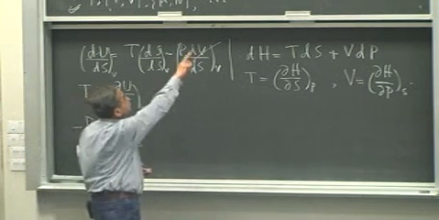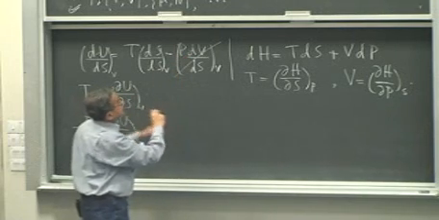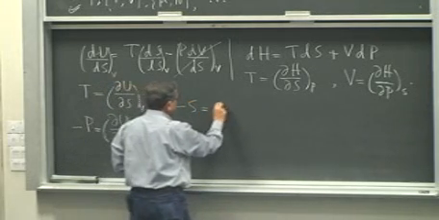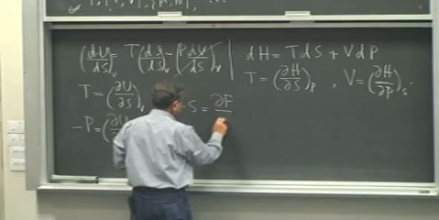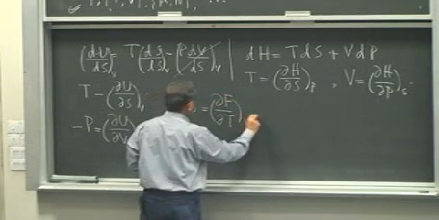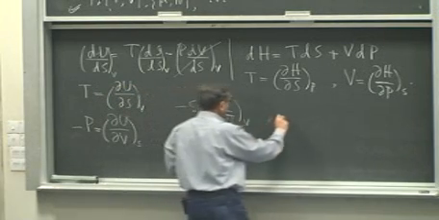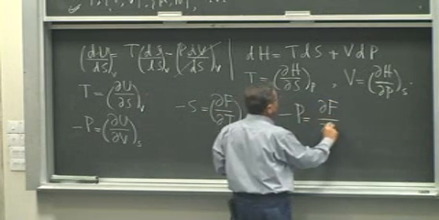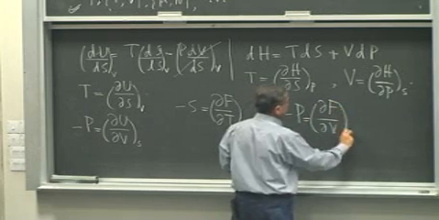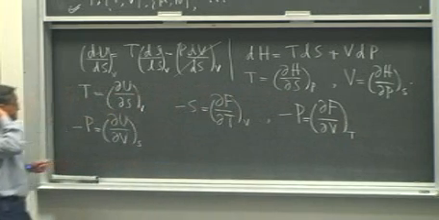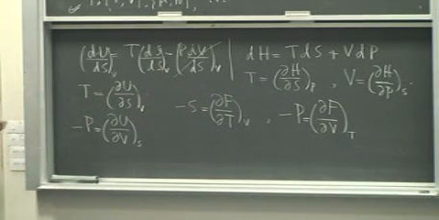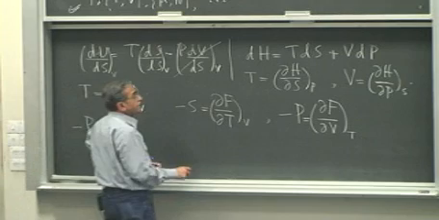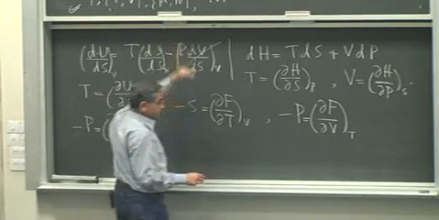Starting from the third relation, I can write down minus S equal to the partial differential of F with respect to T at constant V, and I can also get minus P equal to the partial differential of F with respect to V at constant T. So I'm getting various relations for these thermodynamic variables in terms of these energy functions. And okay, this was already above. Okay. So I'm writing the third one.